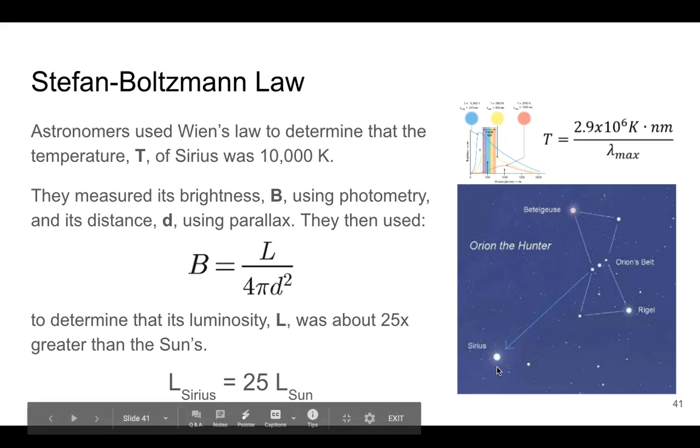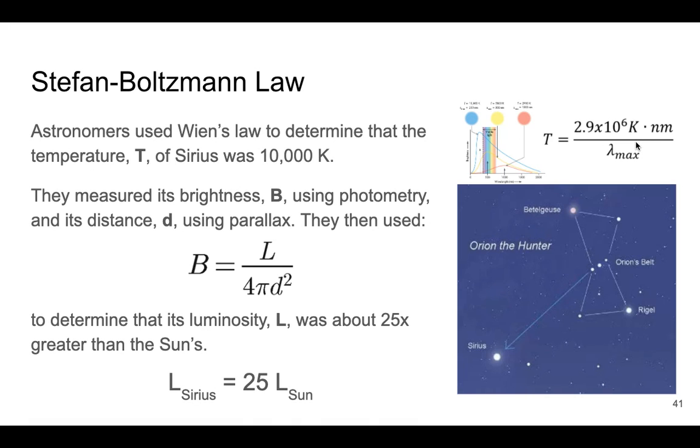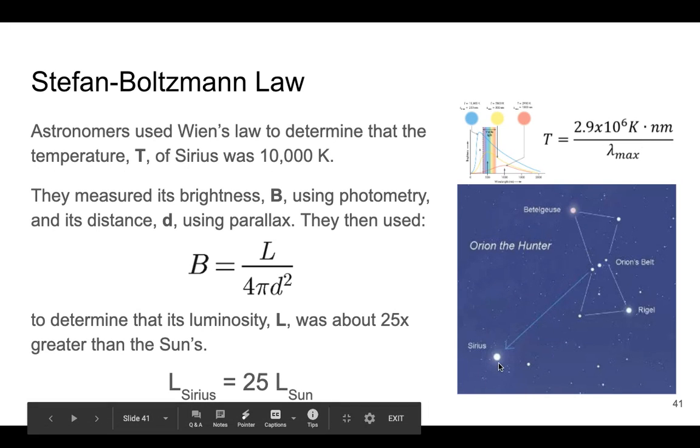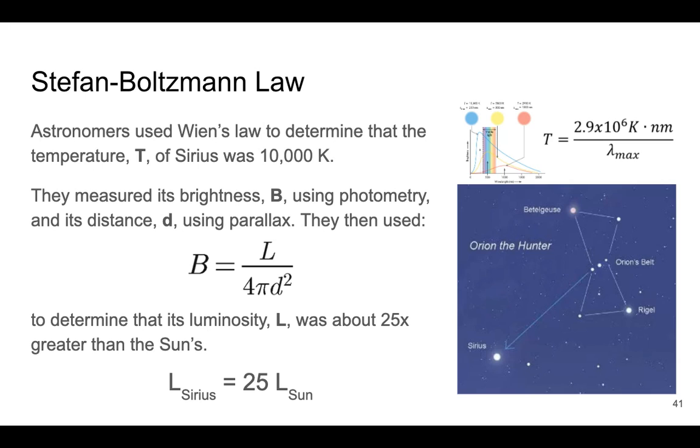So astronomers looked at Sirius. They analyzed the light coming from it. They figured out, well, what's my maximum wavelength? They plugged it into Wien's law, and they figured out that Sirius has a temperature of about 10,000 Kelvin. So Sirius is hotter than the sun. The sun is about 5,800 Kelvin.